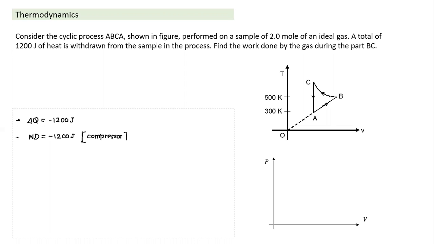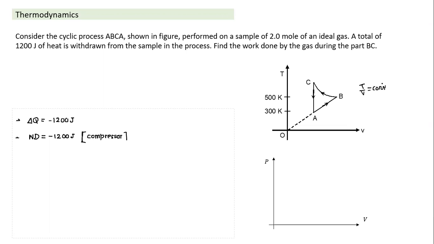Find the work done during the BC process. This is what is given here: we need to find the work done by the gas during process BC. But even before that, whenever something other than PV is given, I try to visualize it by converting into a PV graph. Can we identify what process AB is here? If this is a straight line passing through the origin, then I can say T by V is a constant.